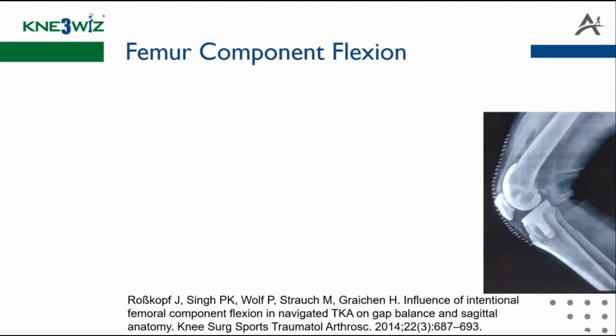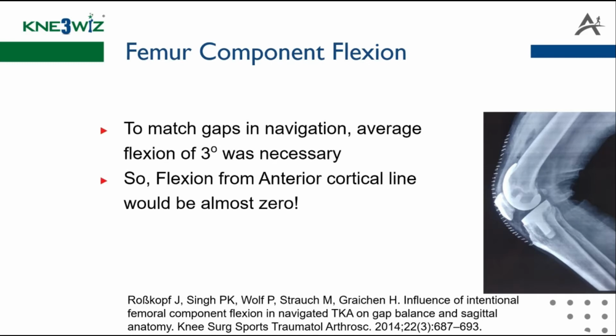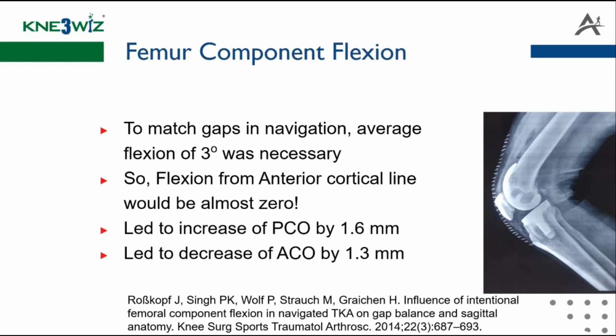In a navigated study on gap balance and sagittal anatomy, average flexion of 3 degrees was necessary to balance gaps. This would lead to zero extension from the anterior cortical line in most cases. It was found to increase posterior condylar offset by 1.6 millimeters and decrease the anterior condylar offset by 1.3 millimeters.